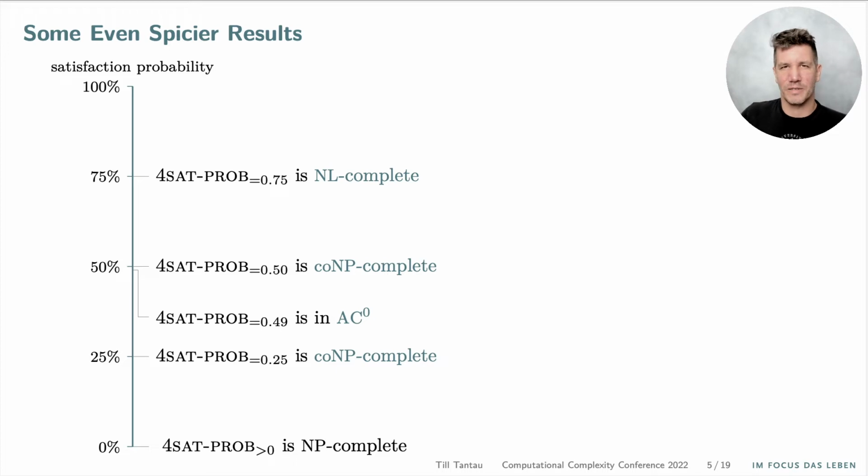But the reason is not so nice, or it's not so cool, because actually the answer is always no. There are no formulas that have a satisfaction probability of exactly 49%, for more or less technical reasons. More interesting is 0.4921875; this satisfaction probability, that's NL complete.